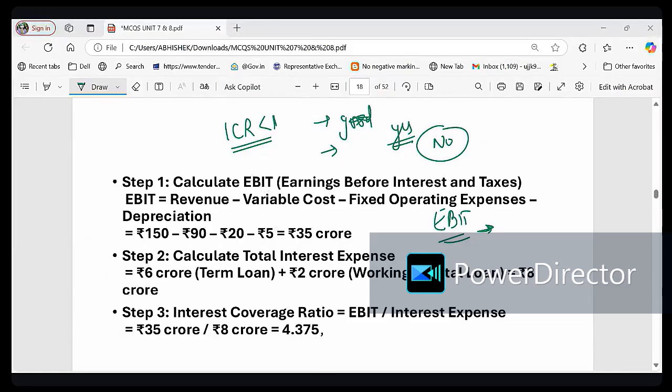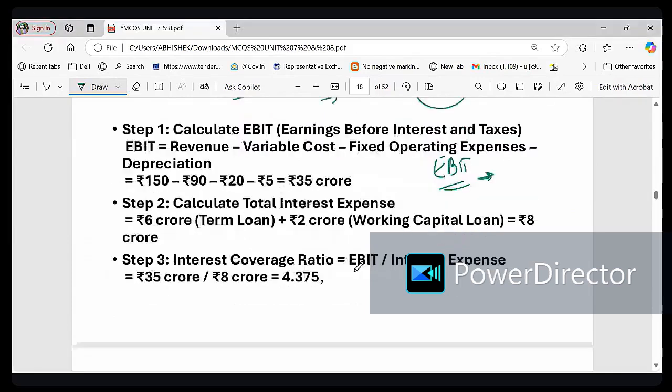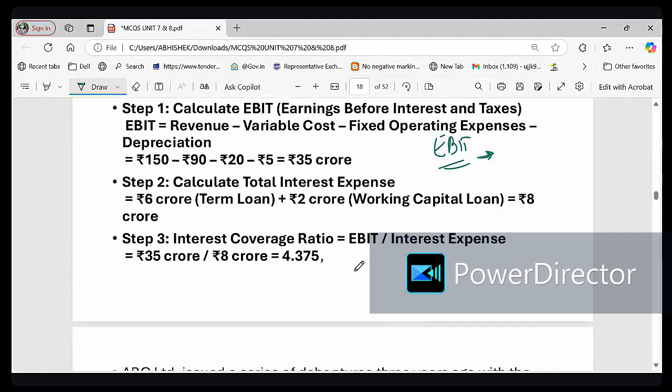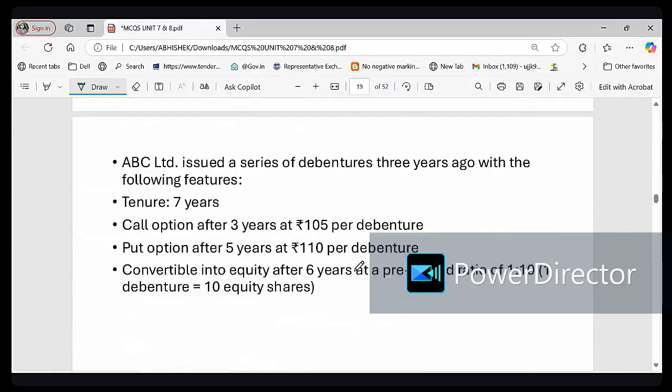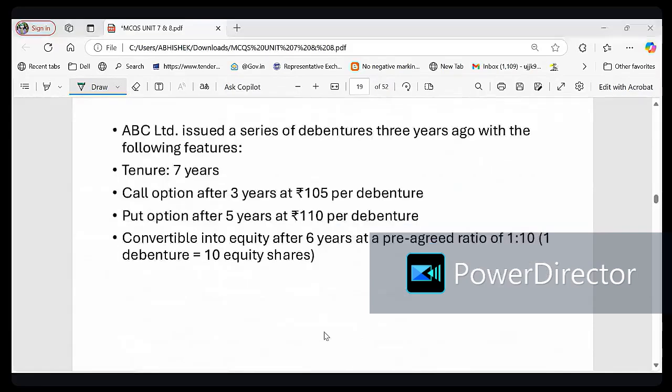Why? Because the position is not good for that particular company, right? That is the point. So higher ICR means safe for the bank, and lower ICR means a risky borrower, right? Very good. I hope the concept is clear now. What is the significance of ICR? You can understand easily using this example.